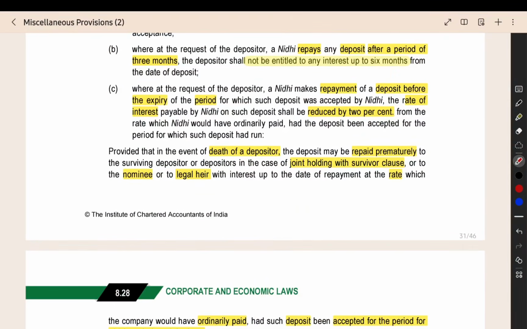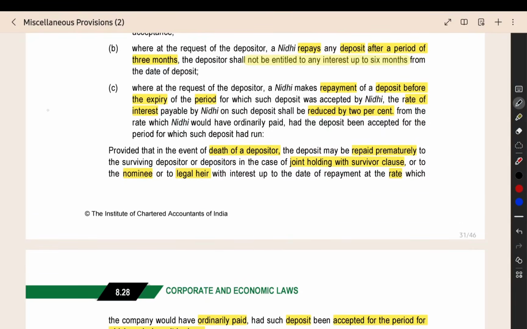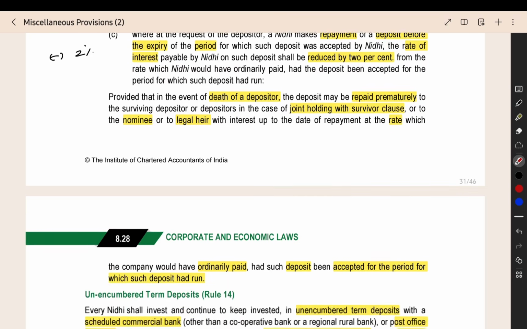The next thing you see is, before the expiry of the period, what will happen? They will reduce the interest by 2%. They will deduct 2% on the particular deposit which they had given.